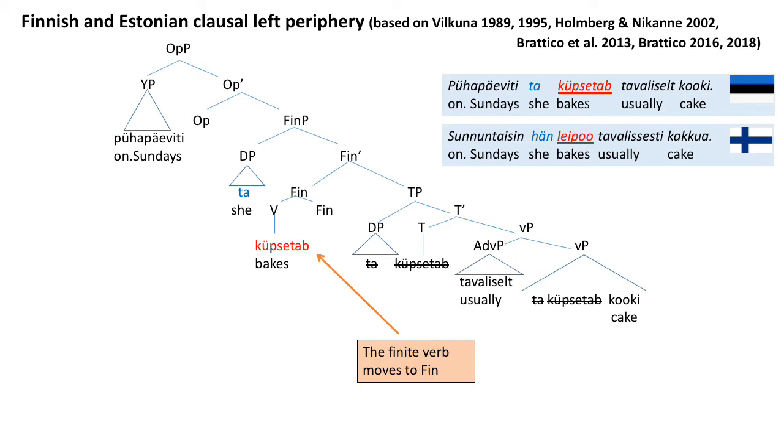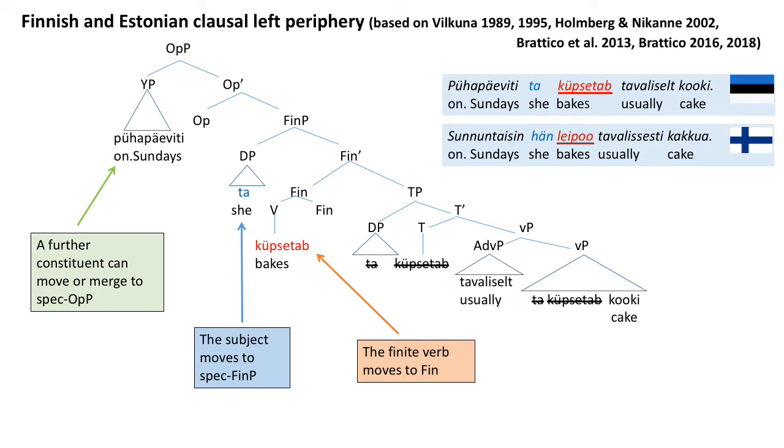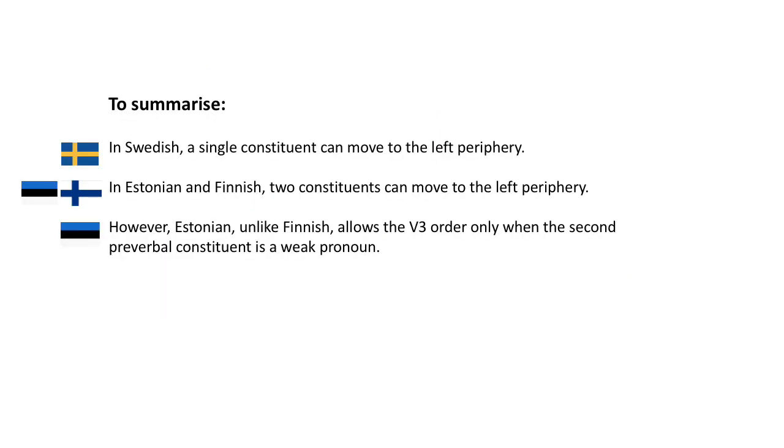The finite verb moves to the finiteness head. The subject moves to the specifier of the finiteness phrase, and a further constituent can move to the specifier of the higher operator phrase. To summarize, in Swedish, a single constituent can move to the left periphery, while in Finnish and Estonian, two constituents can move there. However, Estonian, unlike Finnish, allows the verb third order only when the second preverbal constituent is a weak pronoun.